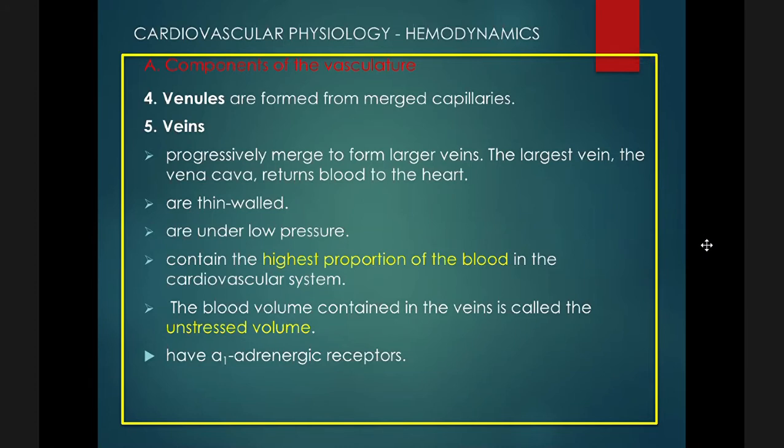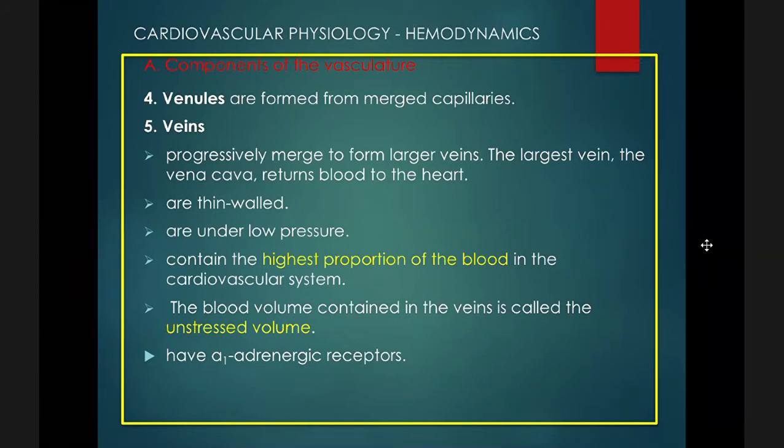So there are alpha adrenergic receptors there. The veins can vasoconstrict as well as vasodilate. Vasoconstrict meaning the blood will be delivered back into the right atrium. So if you have blood loss, there is still a little bit of blood in the veins that can be returned back into the atrium.